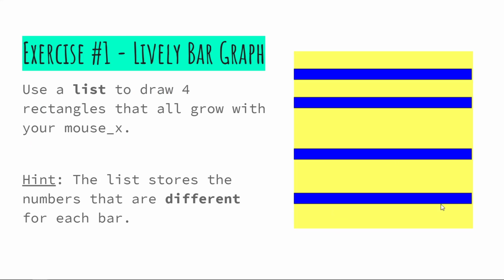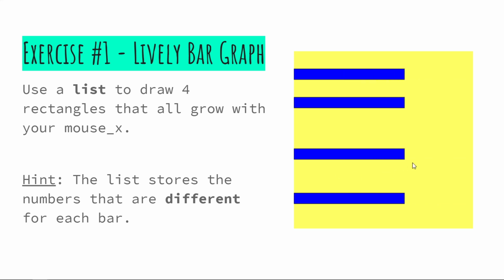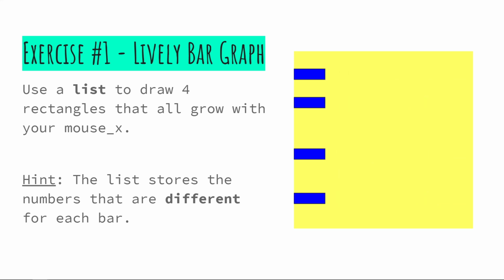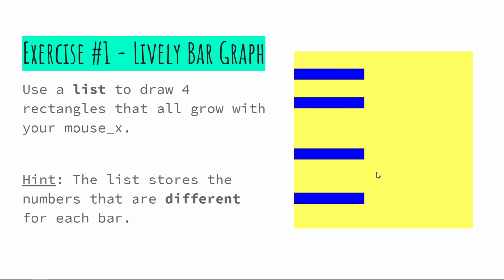So now that we have kind of the basic gist of how to use lists and how to access things, our first exercise for the evening is for you guys to do a bar graph. So we want you to use a list to draw 4 rectangles, all of which grow as you move your mouse around. And you can see the hint on screen there for how you might be able to go about doing that. So to our breakout rooms when we are ready.